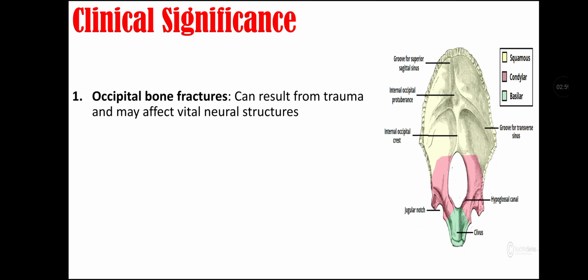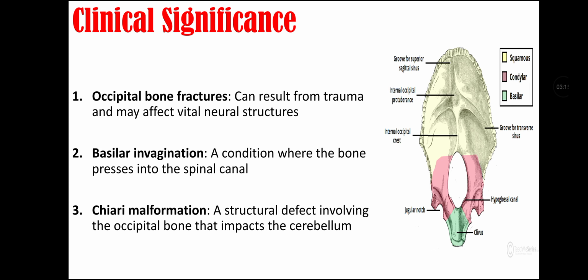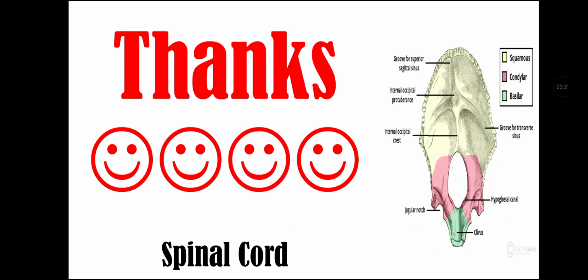Clinical significance of occipital bone. First, occipital bone fractures. They can result from trauma and may affect vital neural structures. Second significance is basilar invagination, that is a condition where the bone presses into the spinal canal. Third, there may be Chiari malformation, that is a structural defect involving the occipital bone that impacts the cerebellum. And this was all about occipital bone.